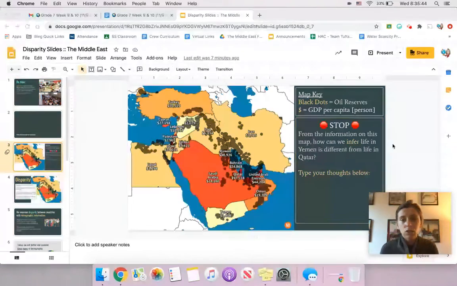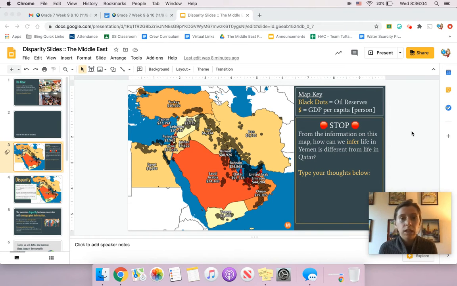This map is giving us two pieces of information if we look at the map key. The black dots show us where different oil reserves are located. An oil reserve is a location where oil can be mined for, and keep in mind that it can be deep, deep under the ocean or bodies of water, like I see a lot under the Persian Gulf, or it can be on land.